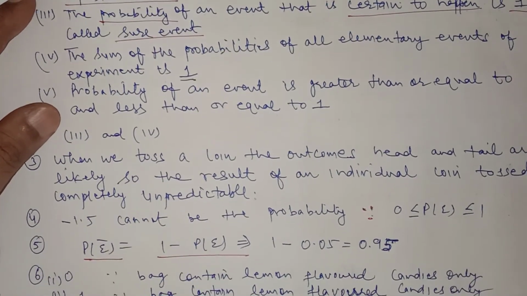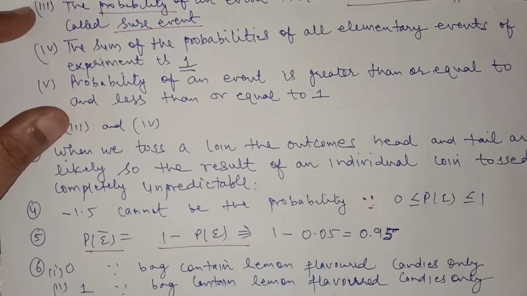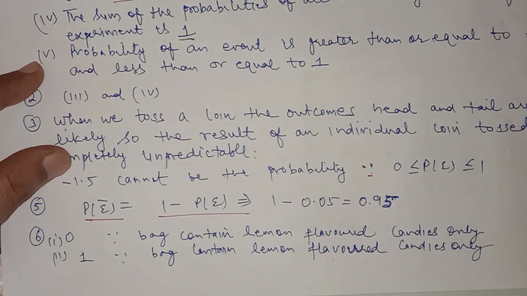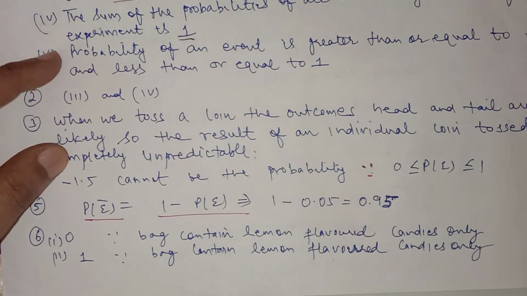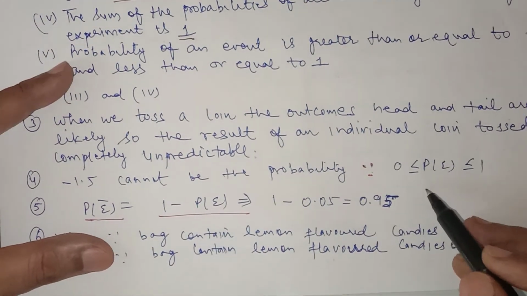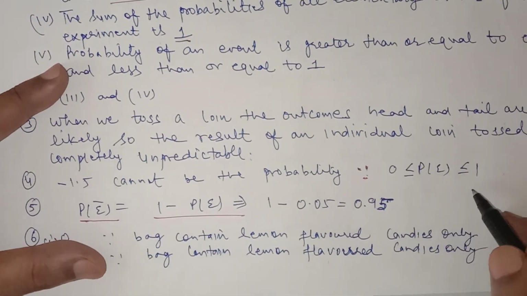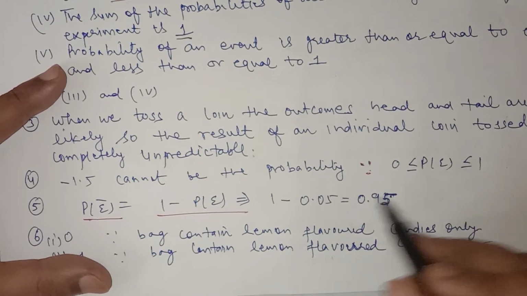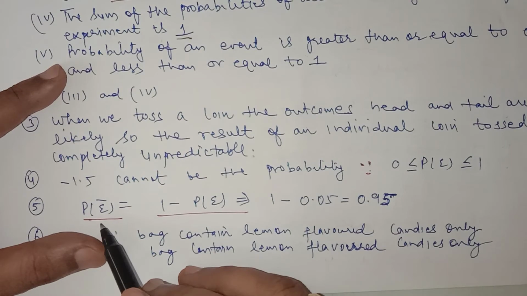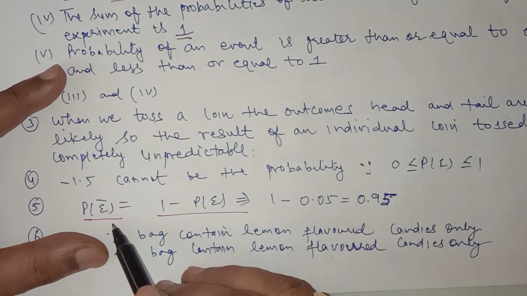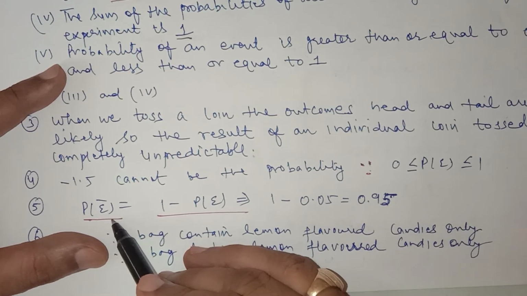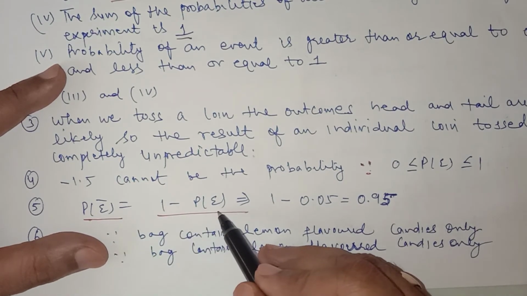Now in question number 4, some probabilities are given and you have to tell which probability is possible or not. In this, minus 1.5 cannot be the probability of any event because the probability of an event is always greater than or equal to 0 and less than or equal to 1. Clear? Now in question number 5, the probability of E not is to be found and the probability of E is given. The probability of E not is equal to 1 minus probability of E.